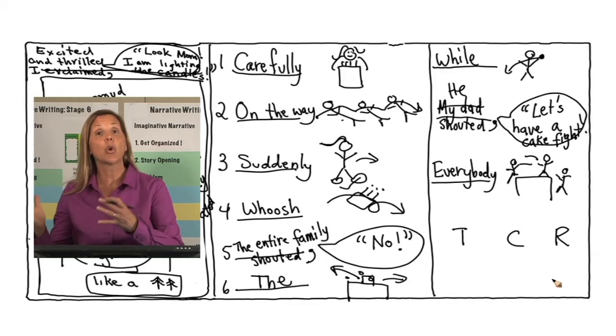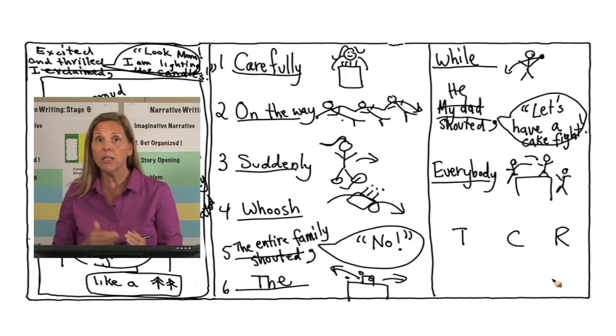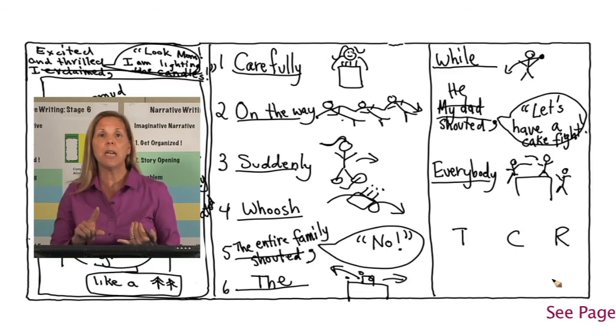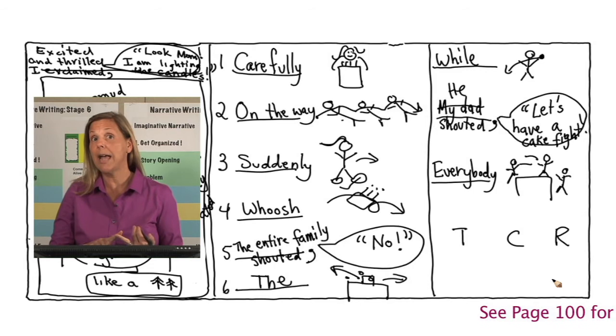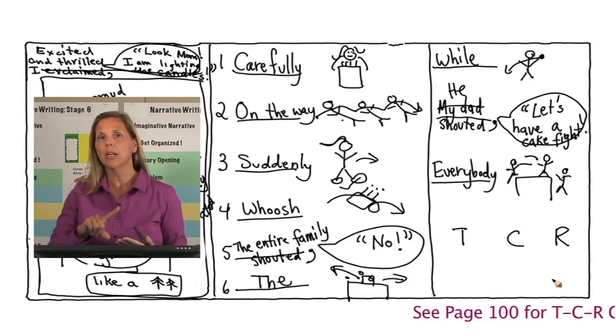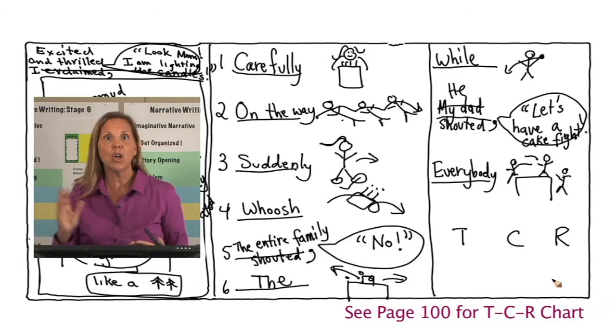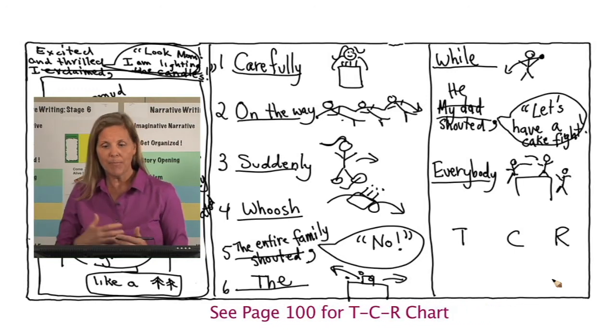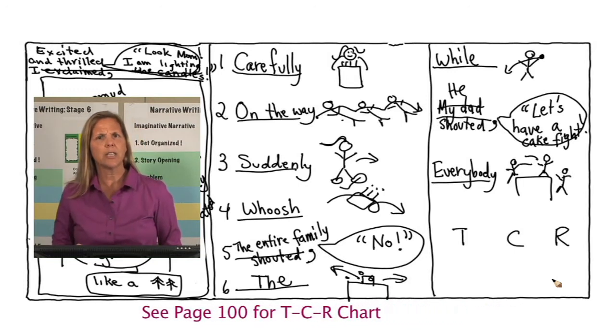T is for transition, but this is a transition that is for a reflection. These transition phrases could be forever after, from that day on, looking back, once the fight was over, when I look back at this time. These are different ways that I could transition.